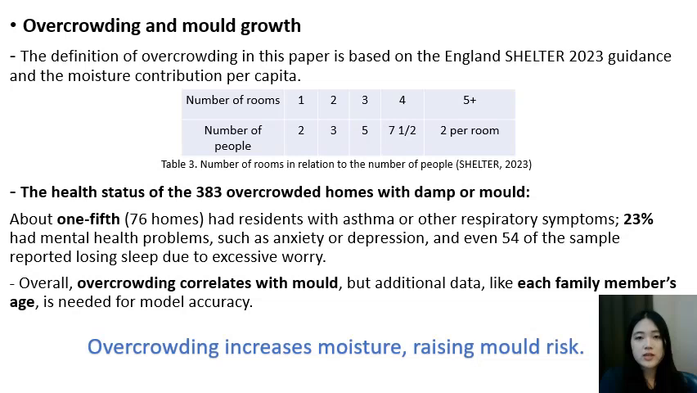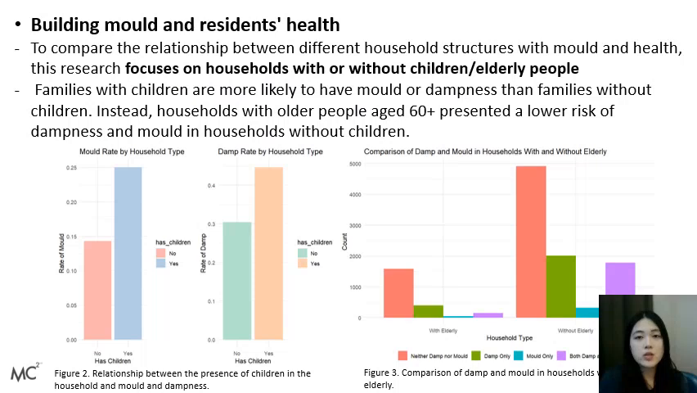Additional data such as the age of household members is needed to improve model accuracy. The study compared households with children and elderly individuals to assess the relationship between household structures, mold presence, and health outcomes. Families with children are more likely to have mold or dampness than families without children. Indeed, households with older people presented a lower risk of dampness and mold than households without older people. In terms of health, families with children reported better overall health, both physical and mental, than families without children.